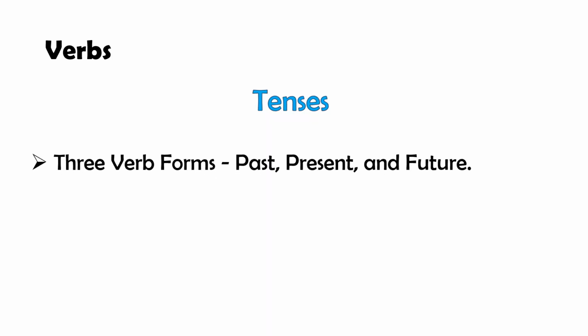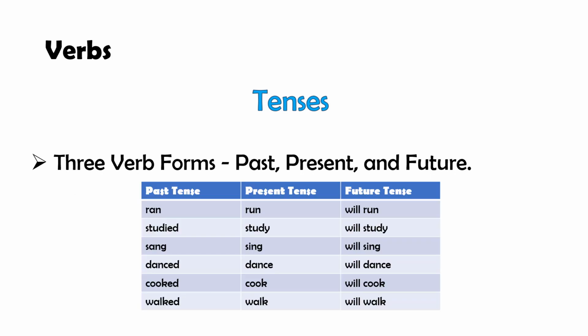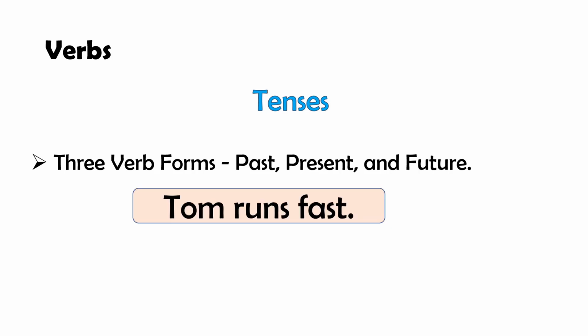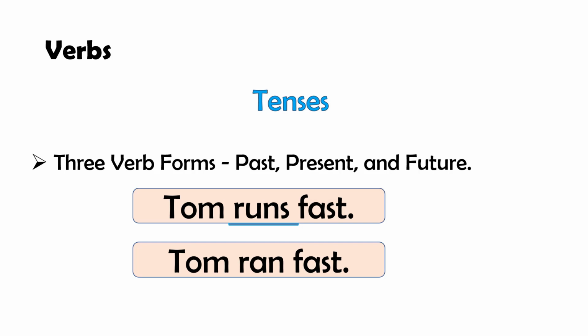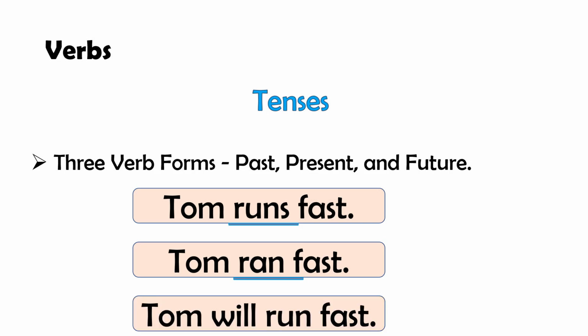Tenses. There are three verb forms which English speakers use to talk about the past, present, and future in their language. Tom runs fast. The verb runs tells us how Tom runs in the present. Tom ran fast. The verb ran tells us how Tom ran in the past. Tom will run fast. The verb will run describes how Tom will run in the future.